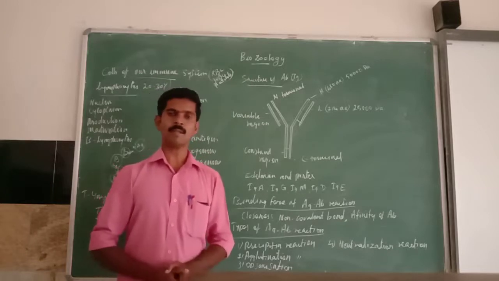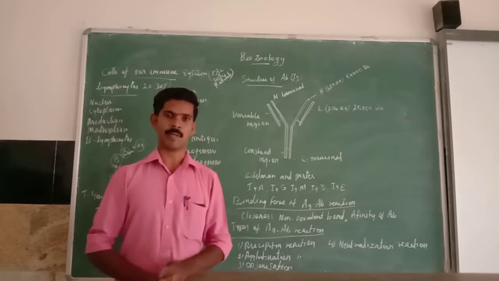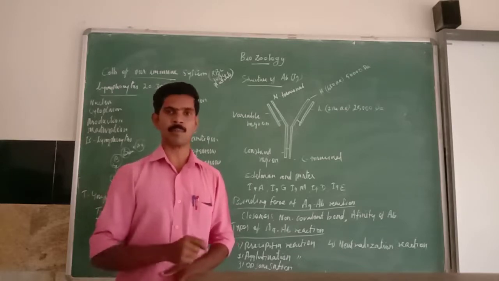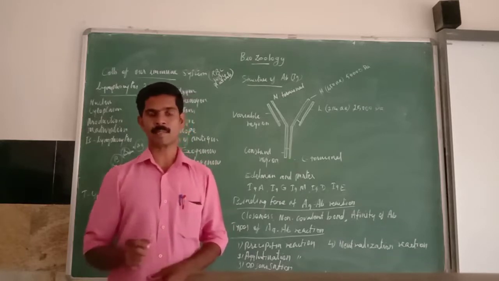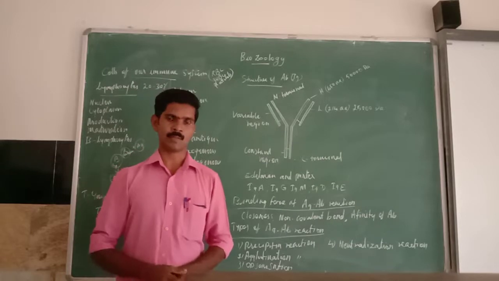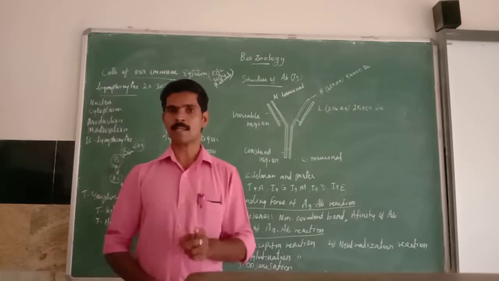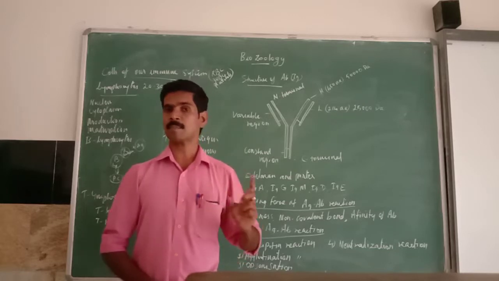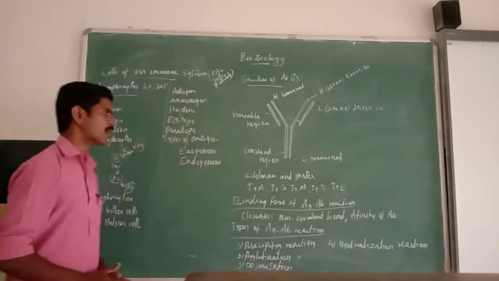Both lymphocytes are produced inside the bone marrow, but the B cells also mature inside the bone marrow. So the production and maturation of B lymphocytes take place inside the bone marrow. But the production of T lymphocytes takes place in the bone marrow, while their maturation takes place inside the thymus. The thymus is also an example of a primary lymphoid organ. I hope you understood this part.